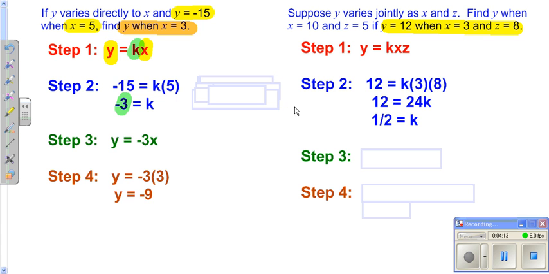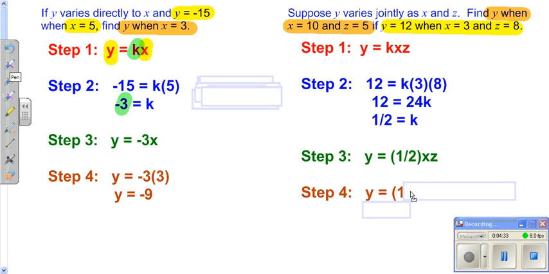Then remember, for your third step, you take this value of k and plug it into your original top equation. So you have y is equal to k, which is 1/2, xz. Now you can go ahead and try to answer the question of finding y when you know what x and z are. So you want to plug those values in.